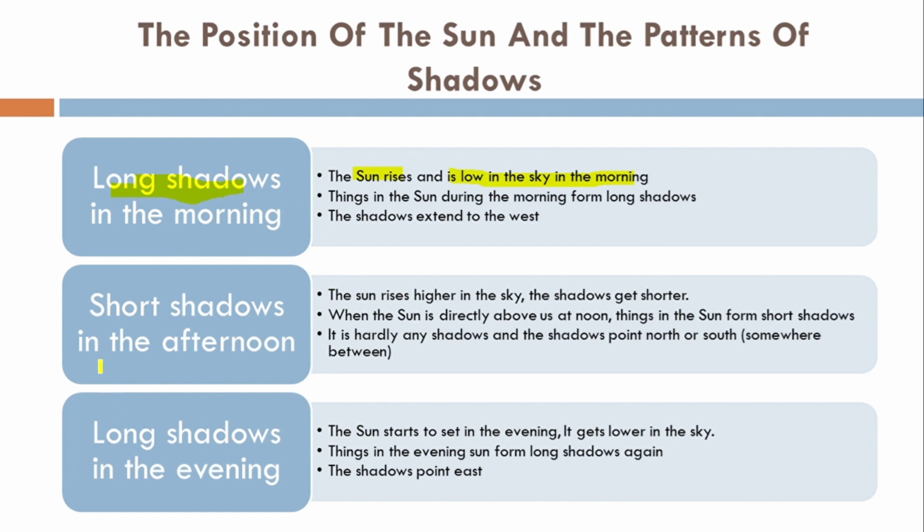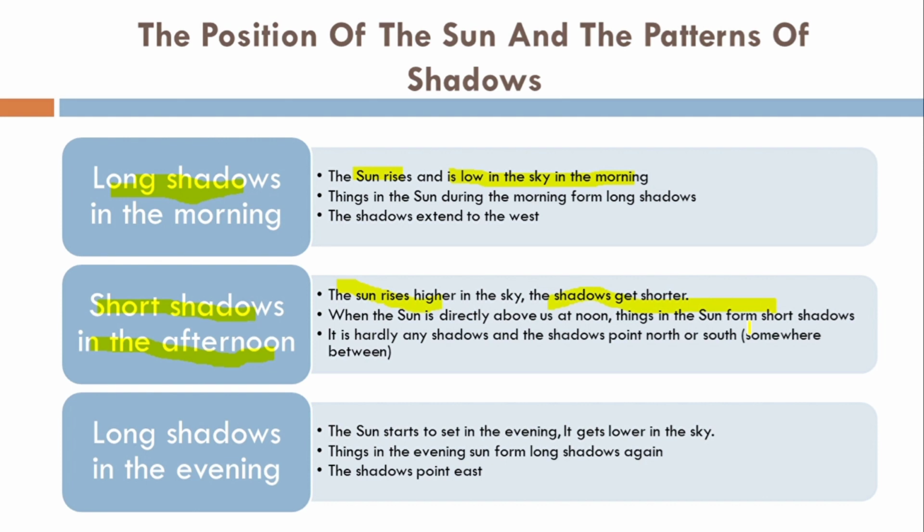Well, in the afternoon, when you go outside and you get sunlight, you are going to find your short shadows. How can this happen? Well, because the sun rises higher in the sky, the position of the sun becomes higher, and it makes the shadows become shorter.